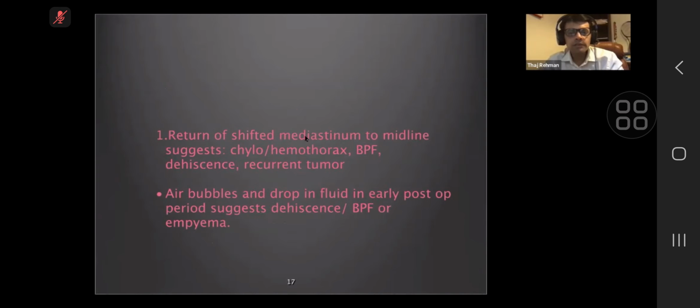Now, return of the shifted mediastinum into midline is a complication which can be BPF, a dehiscence of the clips, recurrent tumor, or pneumothorax. Air bubbles and a drop in the fluid in the early postoperative period is a complication which can be a dehiscence of the bronchial clips, BPF, or empyema. So that's what's happened here.